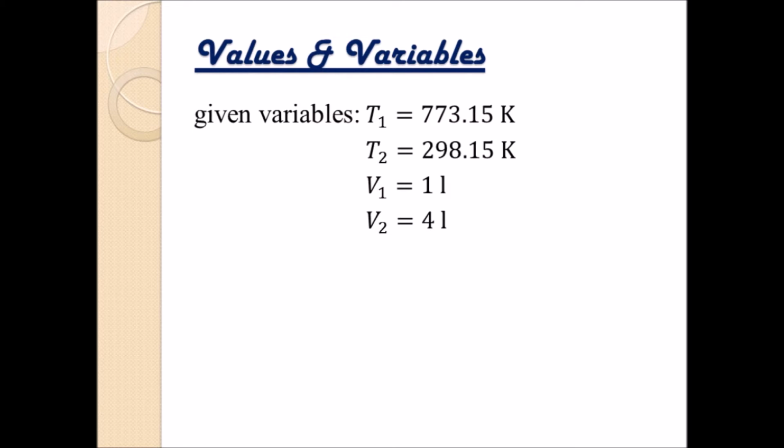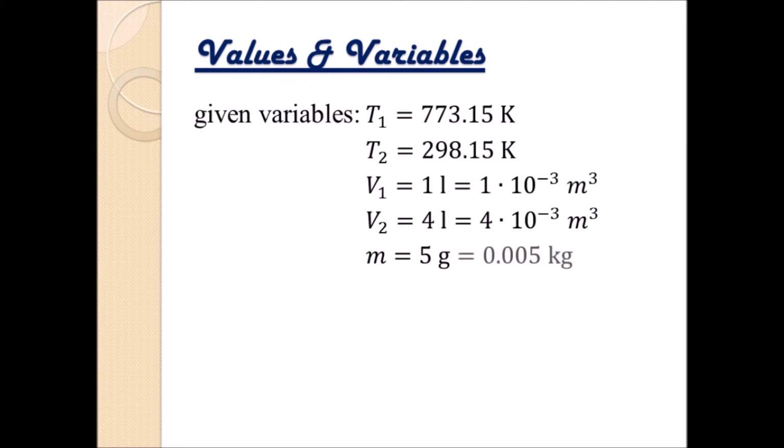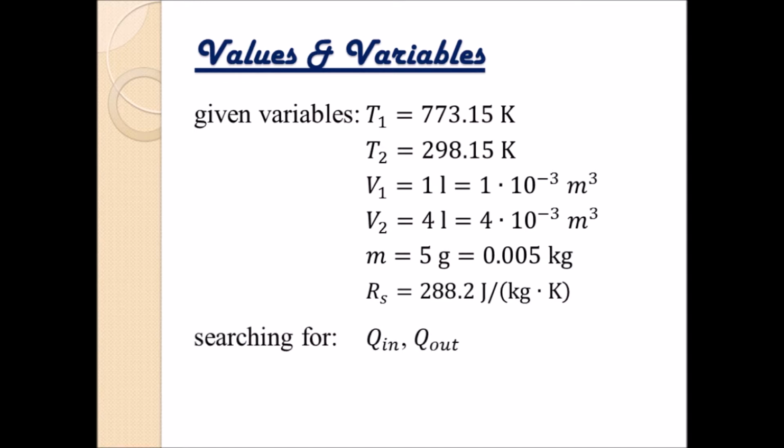In addition, we have given two volumes, V1 as 1 liter and V2 as 4 liter. Again, liter is not a basic unit, so also let's convert it right here. In order to do this, we have to multiply both values by 10 to the power of minus 3. Then we have them in meters to the power of 3, so meters cubed. In addition, we have given the mass m as 5 gram, also not a basic unit, which is 0.005 kilogram, and we have given Rs as 288.2 joule per kilogram and Kelvin. And actually we are looking for the heat input and output.